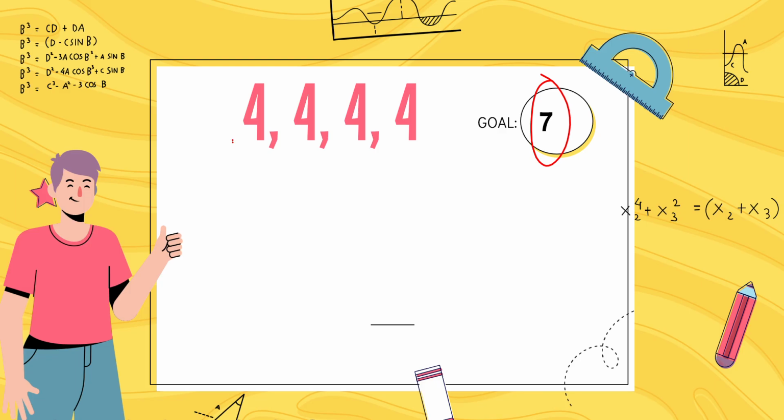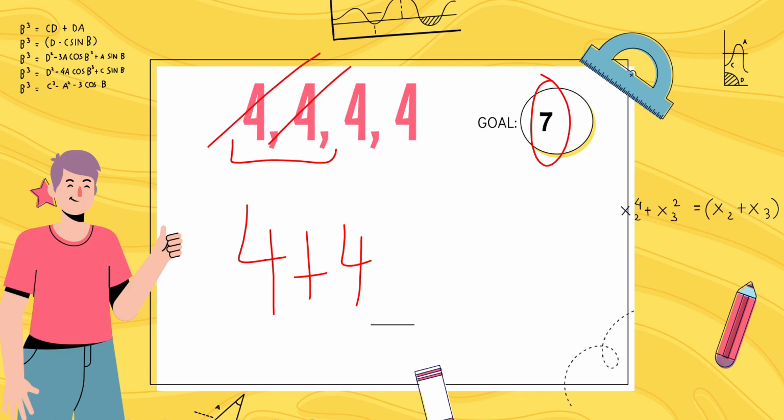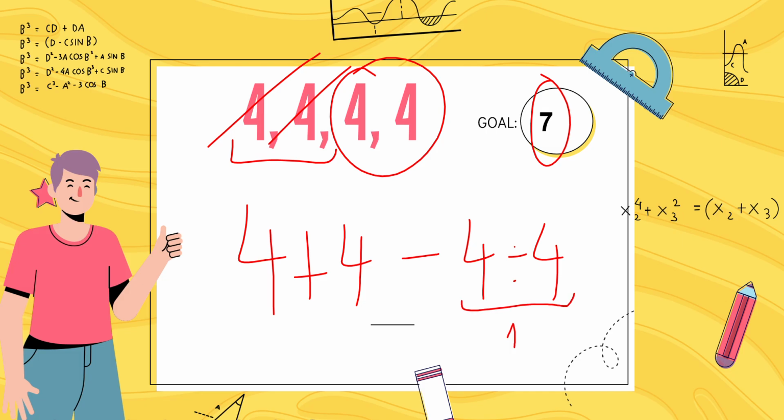So, the first thing that comes to my mind is, wait, let me add 4 and 4. So 4 plus 4, that is equal to 8, right? I used 4 and I used another 4. Now I need 2 minus 1. Oh, but that should be easy, right? So if I divide 4 by 4, that will be 1. Do I need any brackets here? Nope, we do not need any brackets. 4 divided by 4 is 1.